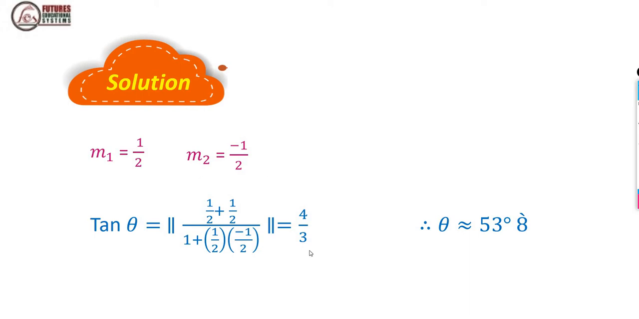Direct substitution with the rule: tan theta equals half plus half, since subtraction of a negative gives positive, divided by 1 plus m1 times m2, half times negative half. The result equals 4 over 3. Shift tan, we get theta approximately equal to 53 degrees and 8 minutes.